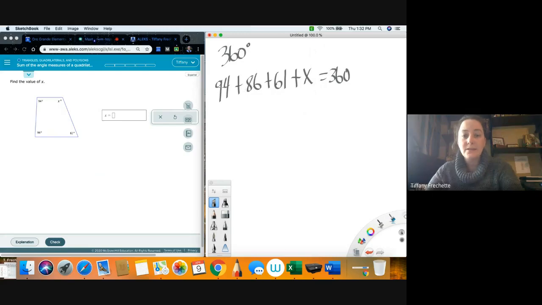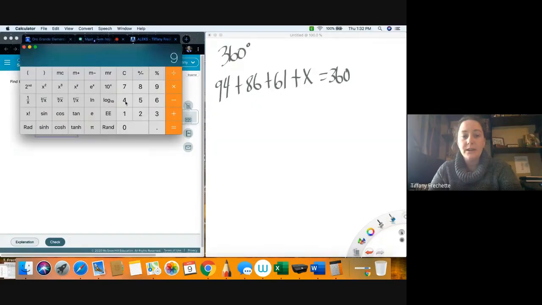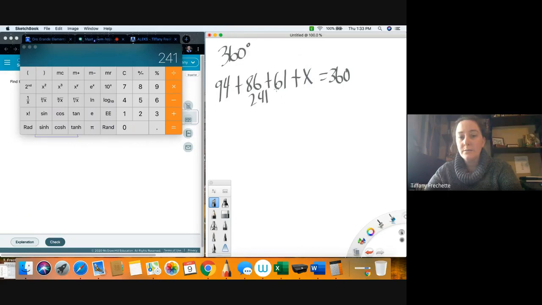So if I add these all together, and I'm going to be a little bit lazy here and use a calculator, I have 94 plus 86 plus, did that work out? I want to make sure. 94, that looked perfectly fine. Plus 86, yep, that was fine. Plus 61, and that gives me 241 plus x equals 360.